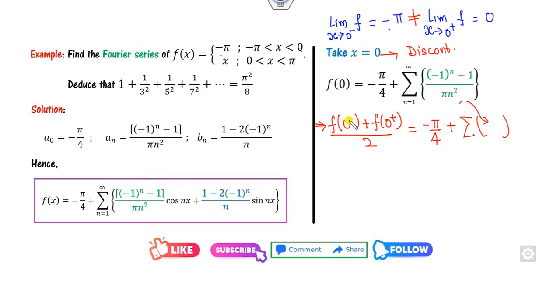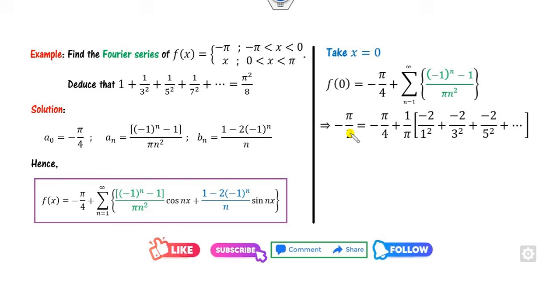Now what is the value of the 0 negative? 0 negative lies here. It is minus pi. Plus, where is the 0 positive? 0 positive lies here. Its value is 0. So what is the value of f0? f0 will be minus pi over 2. So I can substitute this value as minus pi over 2, and this value I can substitute n is 1. It will be minus 2. When n is equal to 2, this number becomes 0. When n is equal to 3, and so on.